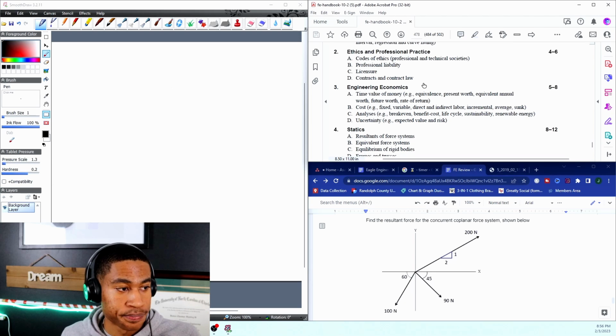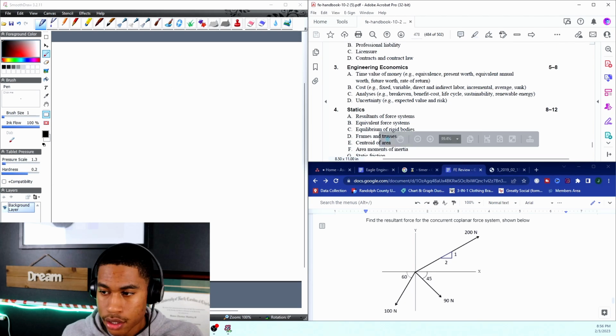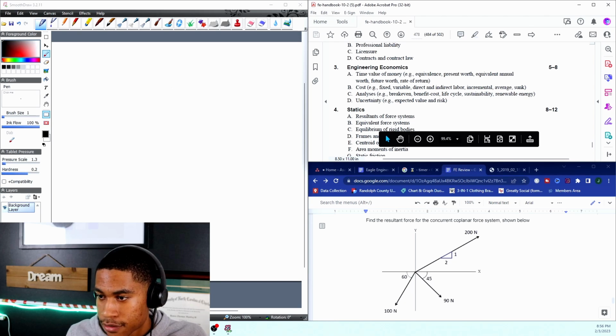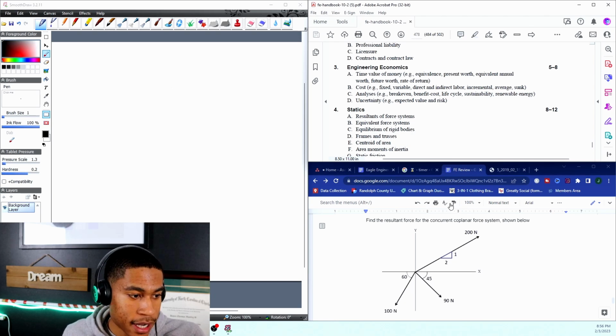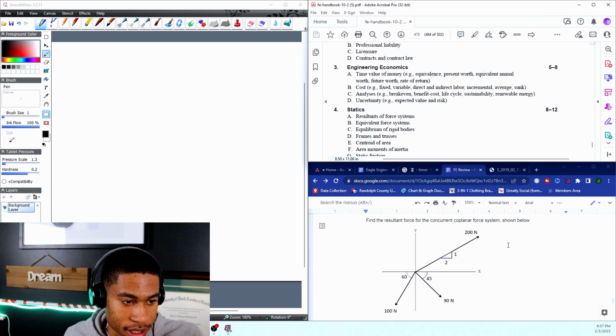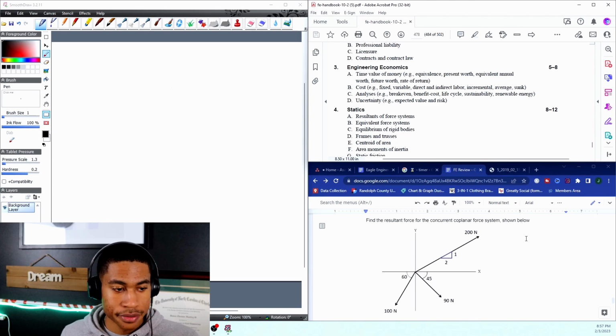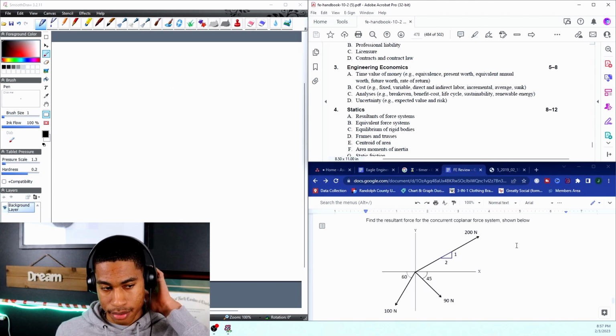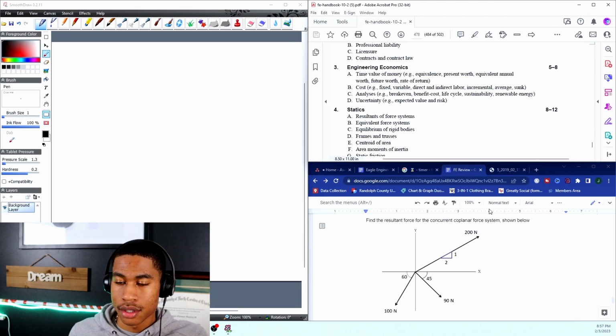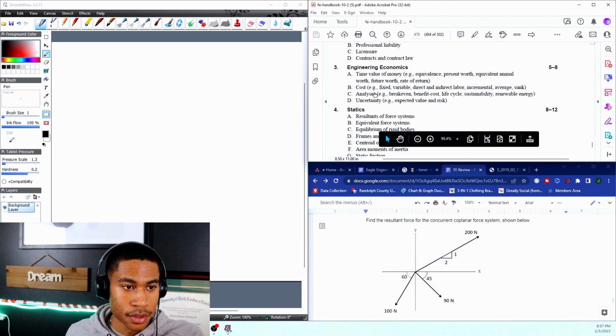All right, so our problem, it's in the bottom right corner. It says, find the resultant force for the concurrent coplanar force system shown below. That's a lot of words, but I'm saying find the resultant force. First thing I like to do before I even start a problem is ask myself, can I use the FE manual for this problem?